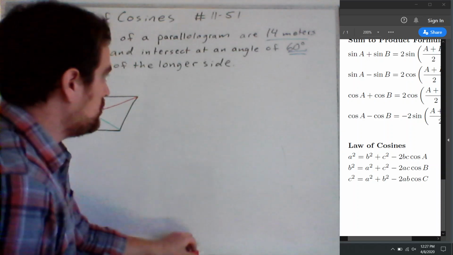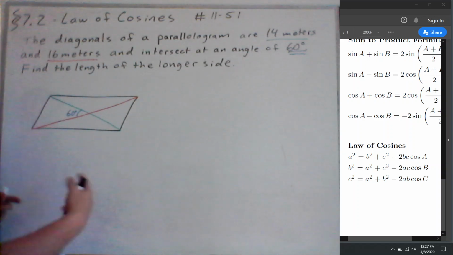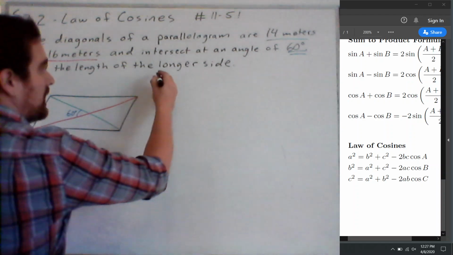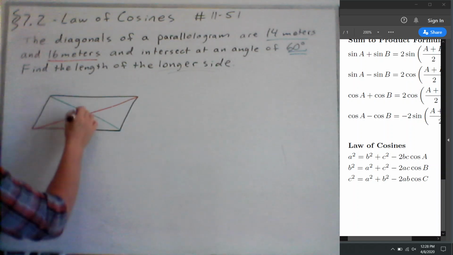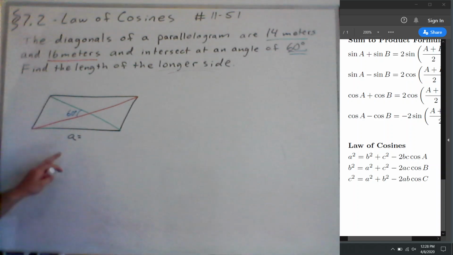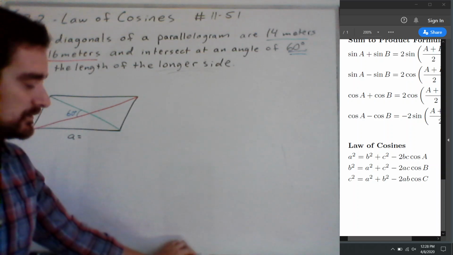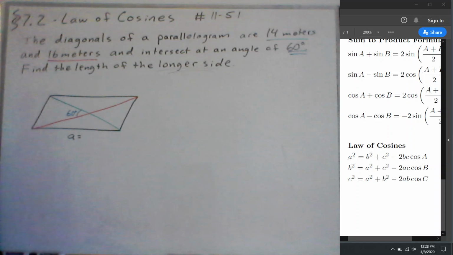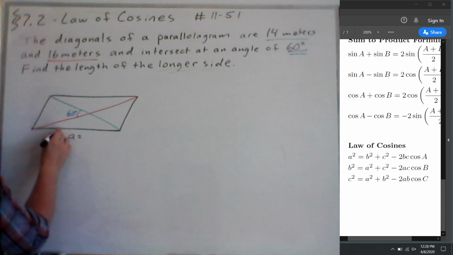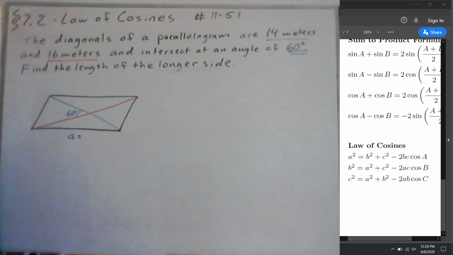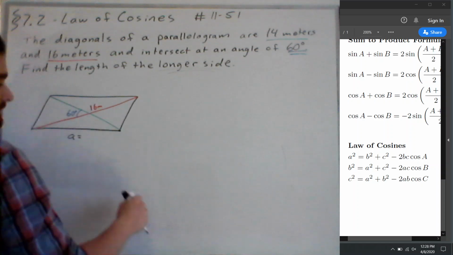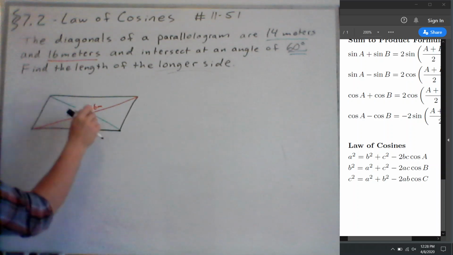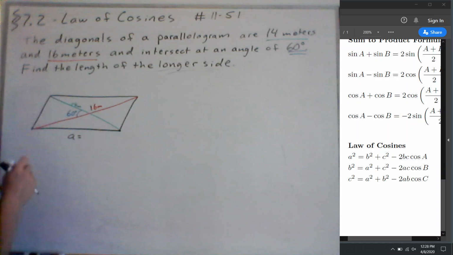Now, the whole point of this problem is to find the longer side. Top and bottom are the same, but we'll look at the bottom just so there's more space. I'm just going to call it A. Let's just give it a variable. That's the longest side. So I want to find the distance from here to here. Now, this whole red diagonal is 16 meters. This whole green diagonal is 14 meters.